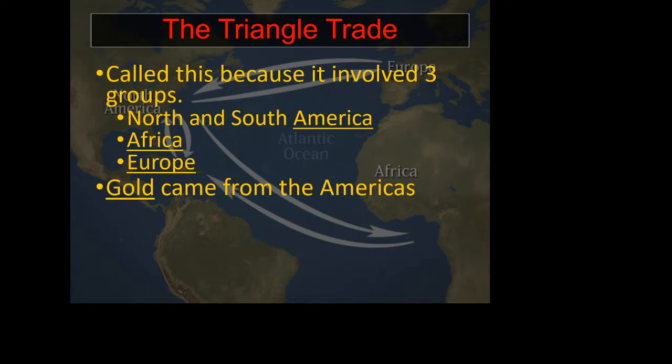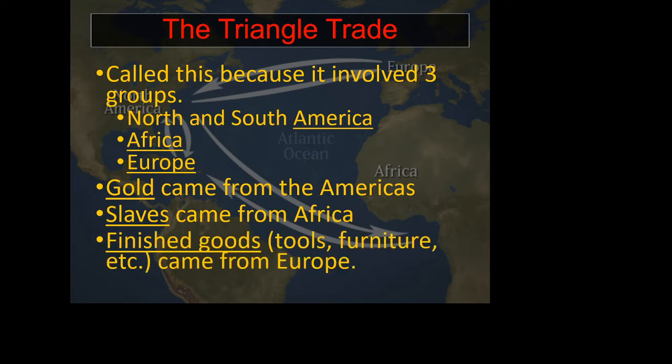Okay, so you have gold that came from North and South America. Very valuable at the time. We have slaves that came from Africa. And from Europe, we have finished goods, like anything that needs production, like tools, furniture, things like that.